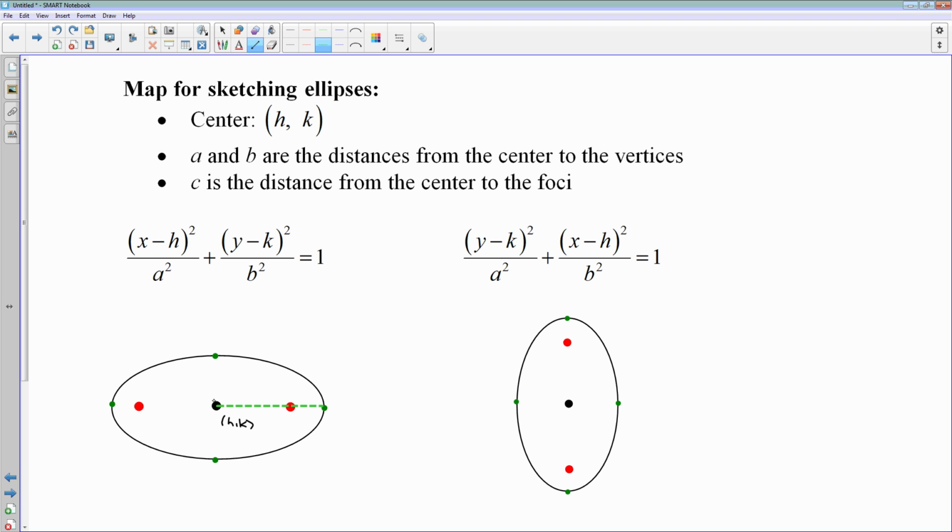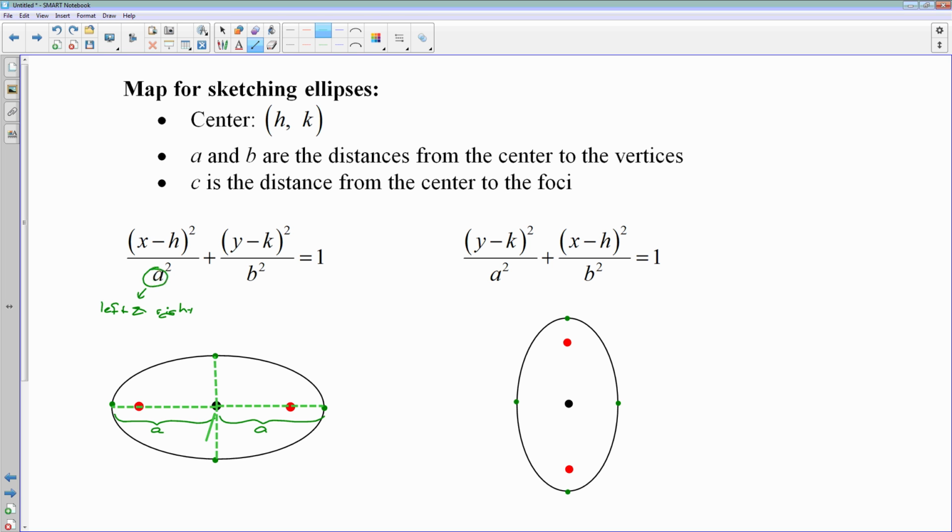The way I remember this is, A right here is under the X. Since X moves left and right, I need to move A units left and right because it's under the X. So this whole distance right here is A, and I'm going to erase my (h, k). Since A was under the X, we go left and right A. Here, B is under the Y, so I'm going to go up and down because my Y-axis runs up and down. So from my center, I'll go up B units, and I'll go down B units.